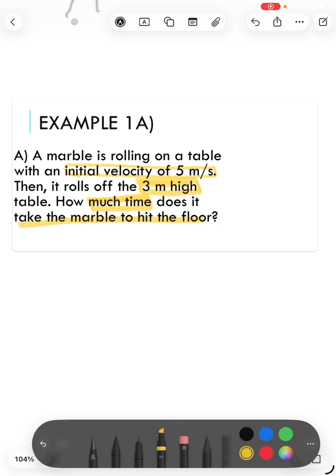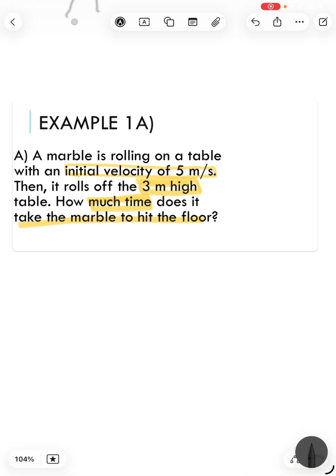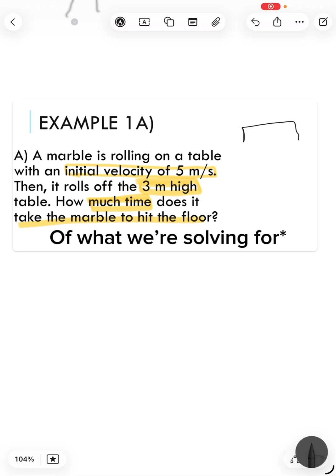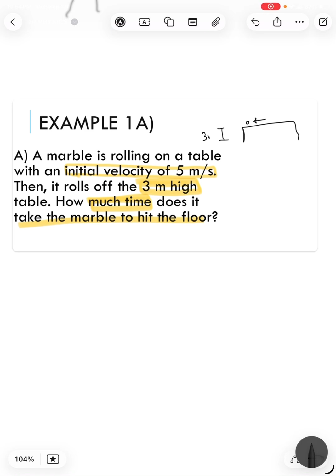All right. Now, we can start this problem by drawing a picture of what we are solving for. So, the marble is rolling off the table. So it's about to roll down. The table is 3 meters high. And it's going at an initial velocity of 5 meters per second. And it's asking for the time it takes for it to hit the floor.